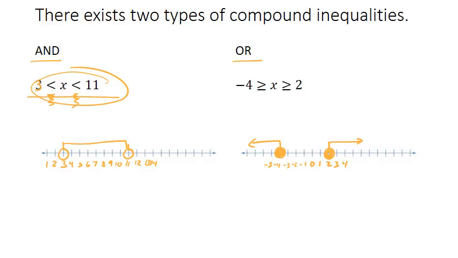In other words, the solution to this inequality right here, x has to be less than negative 4, which is this region here, or, that's why we call it an OR, it has to be greater than 2. That's this region over here. So again, this first one, the regions are combined, so it has to be greater than 3 and less than 11. Over here, it has to be less than negative 4 or greater than 2. Those are the differences between an AND and an OR when it comes to compound inequalities.